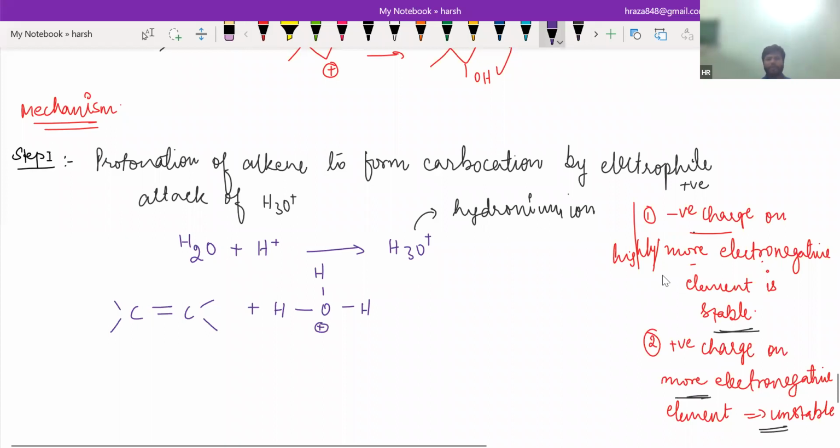You can think of the converse of this: positive charge, less electronegative element, stable.